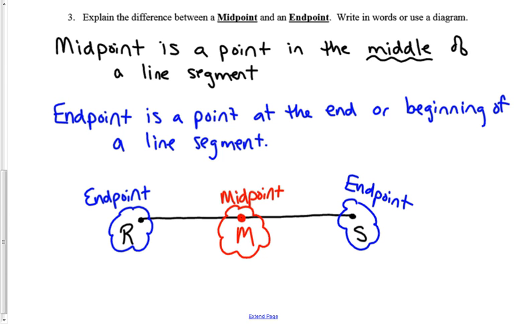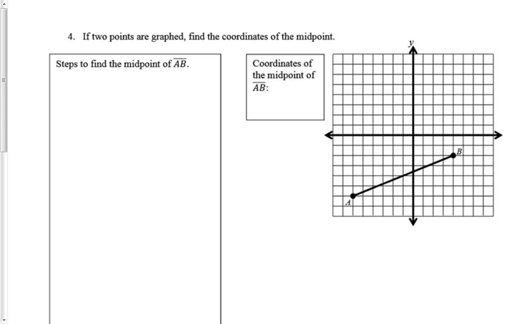So moving on to the next page. Number 4, if 2 points are graphed, find the coordinates of the midpoint. So in the first box, we're going to write down the steps that we are going to follow. Looking at our graph, the first thing we are going to do is count from point A up and over to point B.